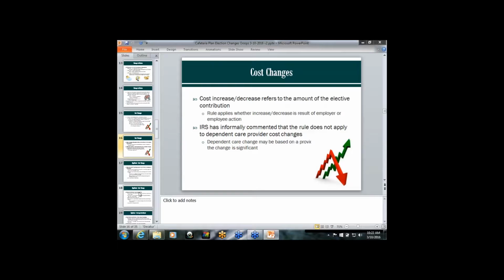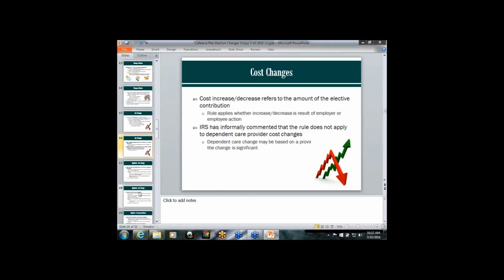And the rule generally applies regardless of whether it's a result of an employer action or an employee action. So an employee action, employee goes from full-time to part-time. There's going to be a change there or whatever. And if they're still eligible for the benefits, you want to go ahead and see if that's significant or not. As an employer, again, you may be changing the employee contributions, and you want to see if that's significant or not.